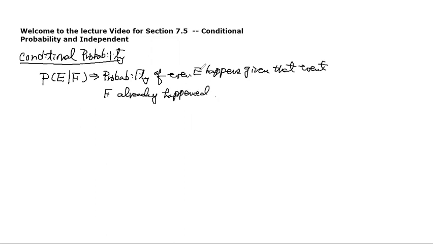Okay, so this line here, we read as given. So that's how you read it: the probability of an event E happens, given that event F already happens. And the event F, we call it our condition. That's how we define the conditional probability.